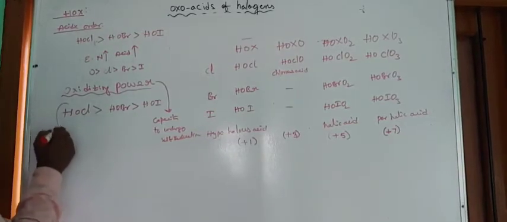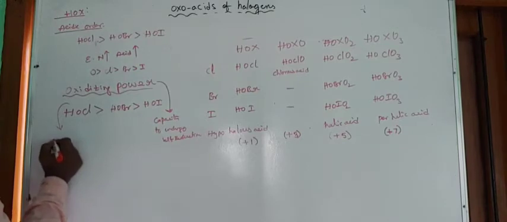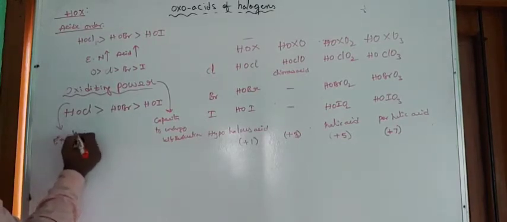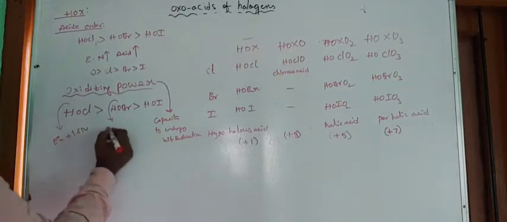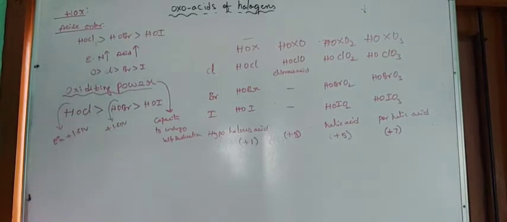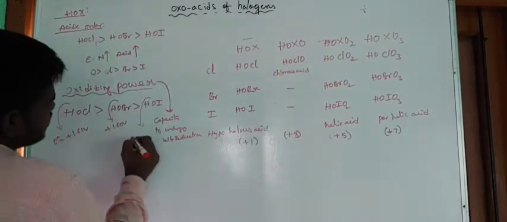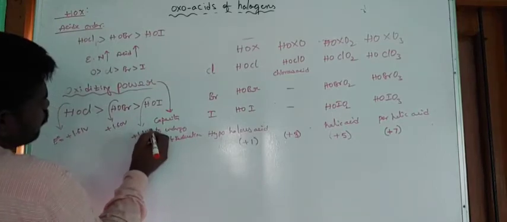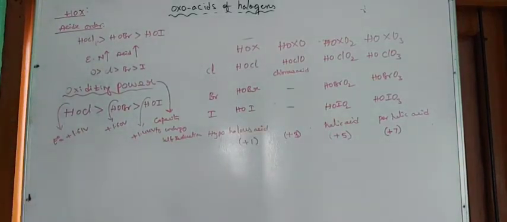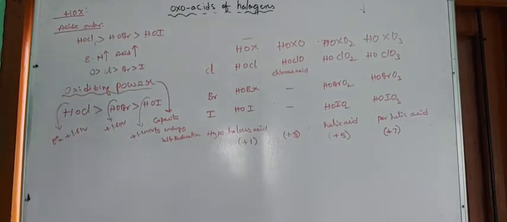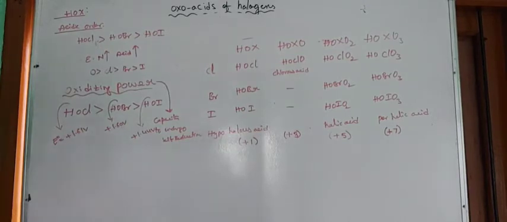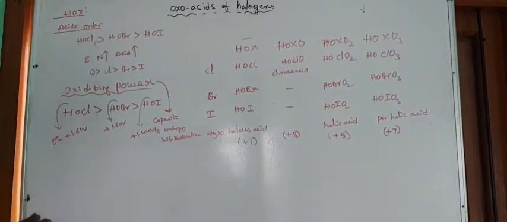HOCl contains the highest electrode potential value, that is E0 equals plus 1.61 volts, and HOBr contains plus 1.60 volts, and HOI contains plus 1.44 volts. As electrode potential value increases, then oxidizing power or capacity of self-reduction increases. So simply remember, as electrode potential increases, its oxidizing power increases.